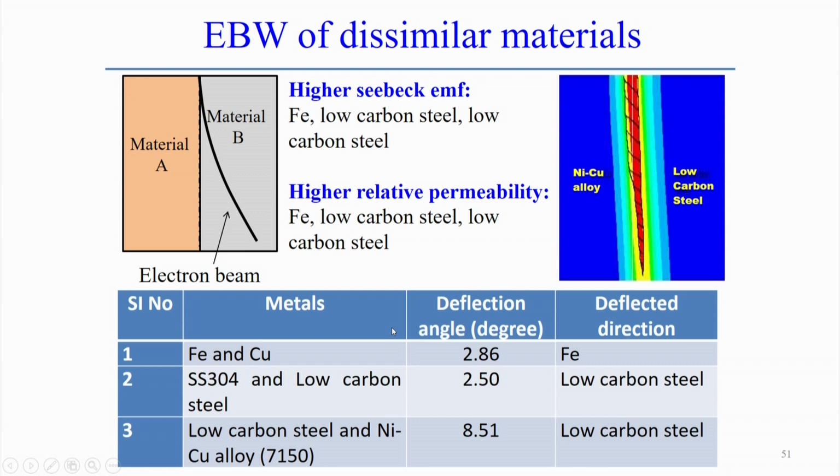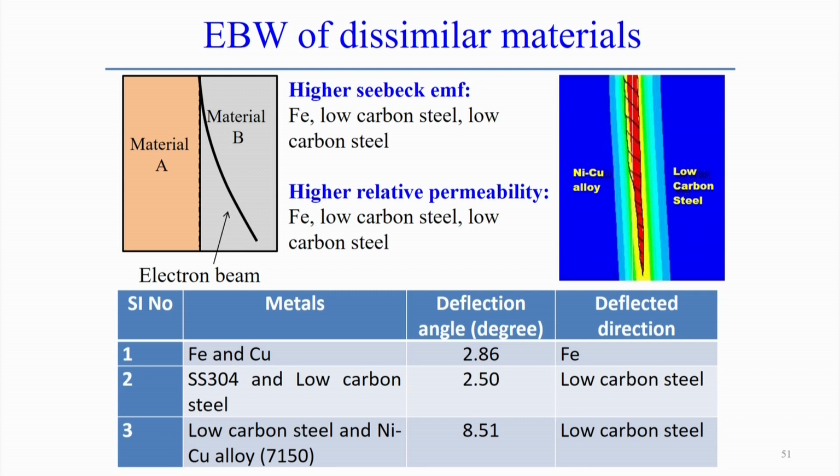Second combination, we can see stainless steel and low carbon steel. Here we roughly estimate the deflection angle is around 2.5 degrees. Although it is very small, the beam will be deflected in this case towards the low carbon steel. That means, in this case, material A is the stainless steel and material B is the low carbon steel.